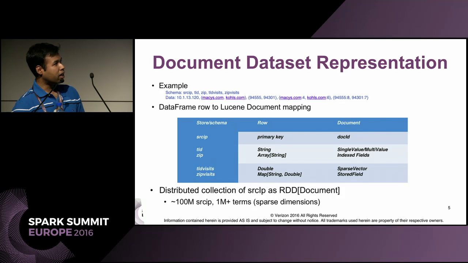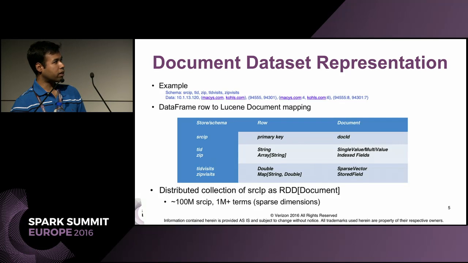Now this TLD and zip, in the data frame version, are a string and a sequence of string. In the document version, this becomes a single value and a multi-value field. Now keep in mind these are indexed fields. By indexed field, we mean that you can search on this field. So there will be a reverse index constructed on any single value or multi-value indexed field.